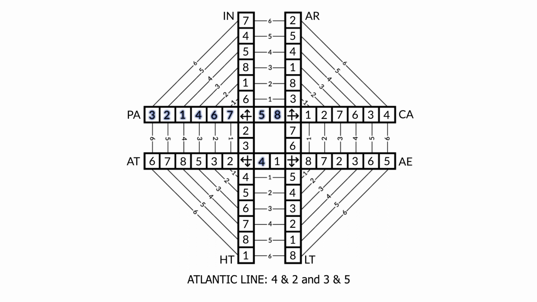Atlantic line. 4 and 2 and 3 and 5 standing next to each other. Correct. Indian line. 2 and 6 standing next to each other. Correct. Arctic line. 7 and 3 standing next to each other. Correct.